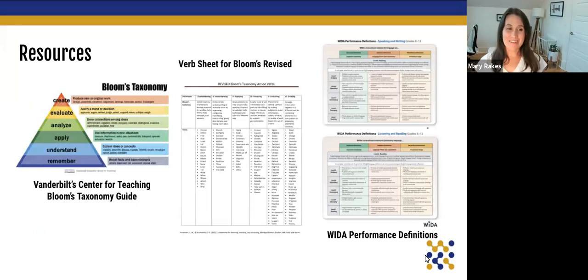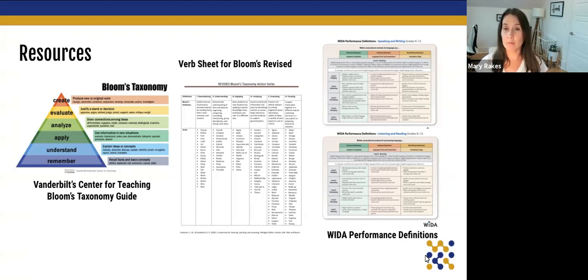If you get the slide deck, you can click on these different images to help you get started on some of these processes. So the first one on the left is Vanderbilt Center for Teaching, and it's got their Bloom's taxonomy guide. It's a great breakdown of what it looks like. Bloom's has been revised in the last 20 years, and so it looks at the 2 different versions. The middle sheet is a great cheat sheet that I always use when I'm planning to look at what are some other words for this level of thinking.